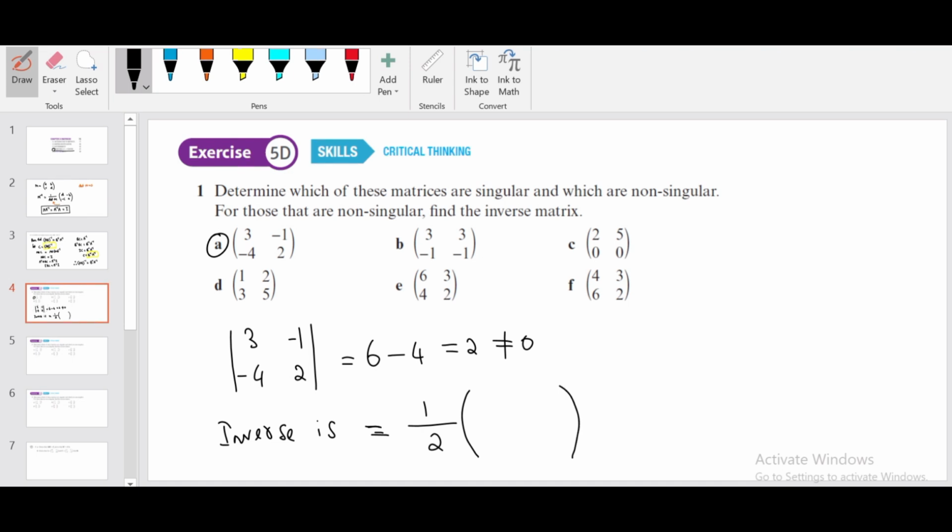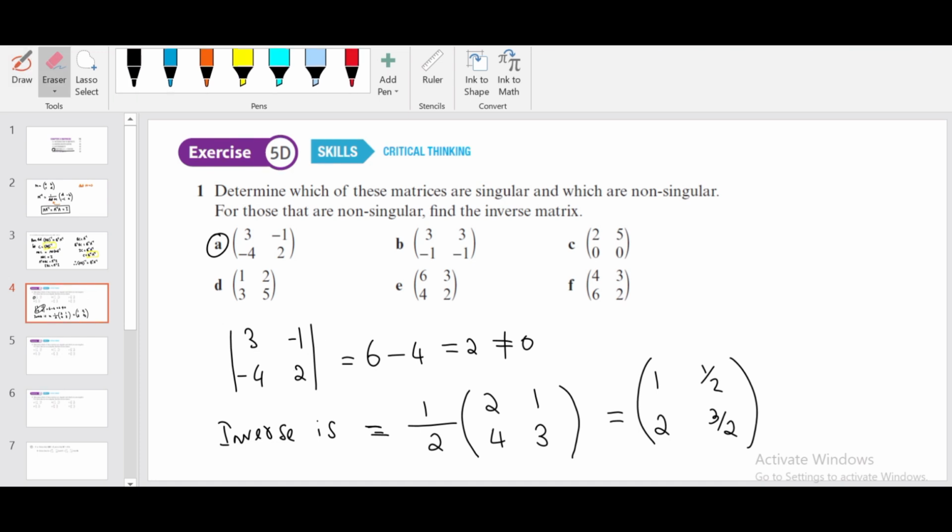Swap the leading diagonal elements, and for the other two elements, change the sign. Understand what I'm doing? So multiply everything by 1 over 2. You'll get 1 here, 2 here, 1 over 2 here, 3 over 2 here. This is the inverse matrix of A. Understand? Take note of it, please.